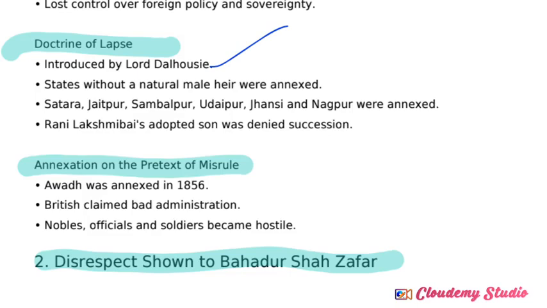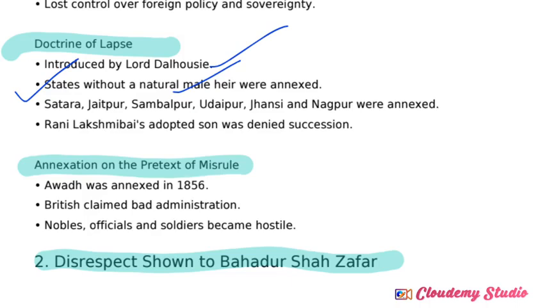What about the conditions of the doctrine of lapse? Any Indian state or kingdom without a natural male heir must be annexed by the Britishers, or must be surrendered to the Britishers. This policy we call the doctrine of lapse. Under this policy, the kingdoms or states that didn't have a male heir were surrendered or annexed by the Britishers.